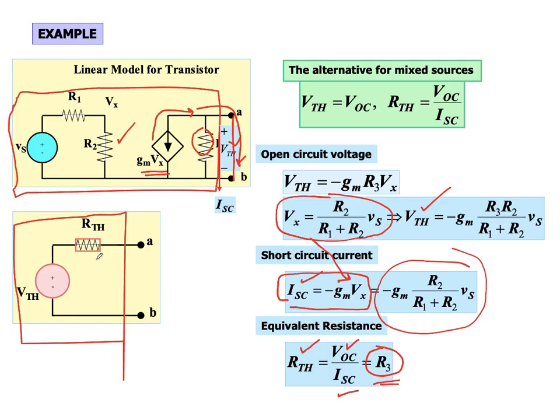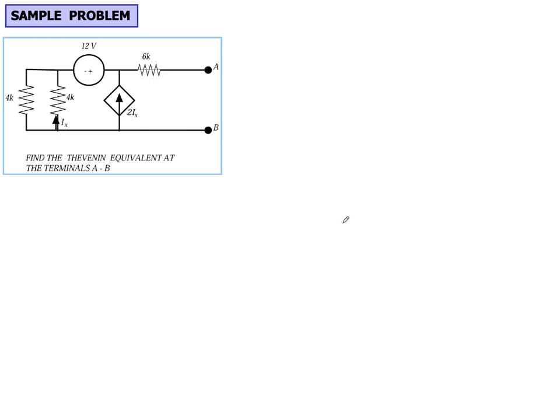If we want to replace it with this equivalent model, this R Thevenin is R3 and V Thevenin is the voltage that we have found using this relationship. Okay, let's look at another example.